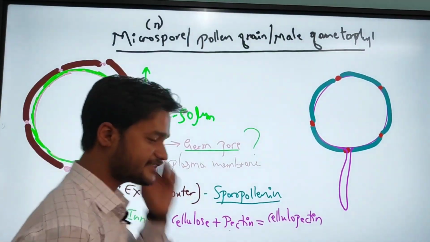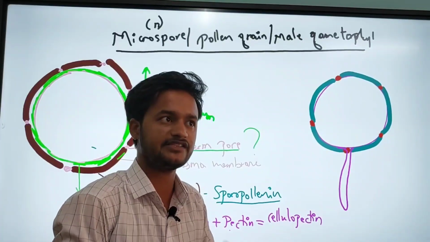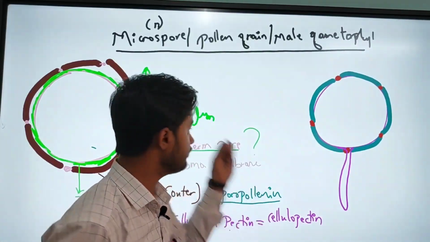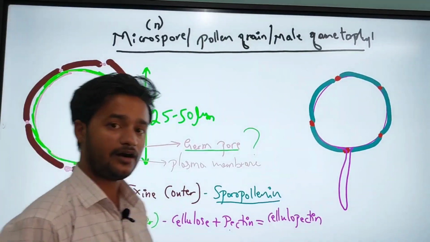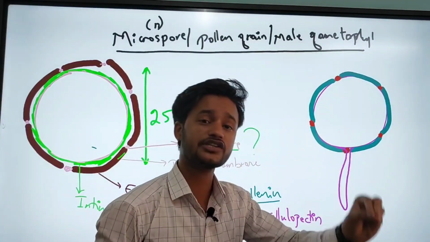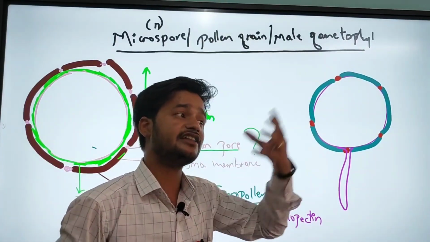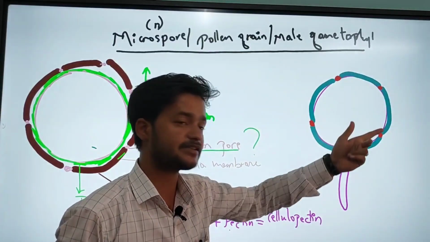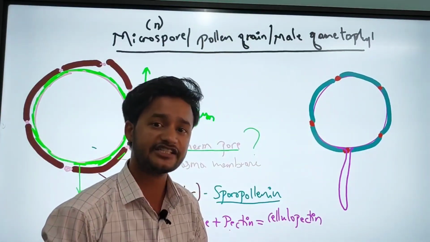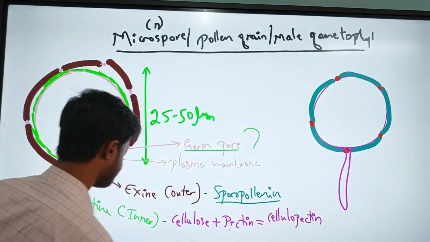Okay, so let us discuss the chromosome number, that means the ploidy of the pollen grain. We know that pollen grains are haploid in nature. Remember another thing: over 60% of angiospermic plant species shed their pollen grains in the two-celled stage.